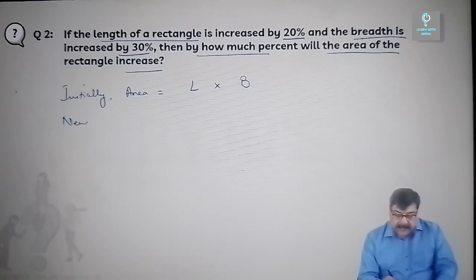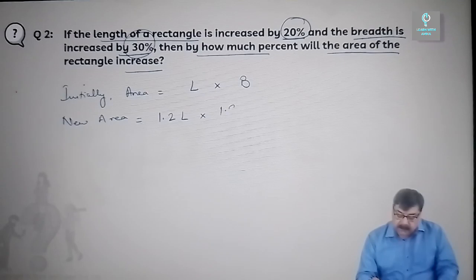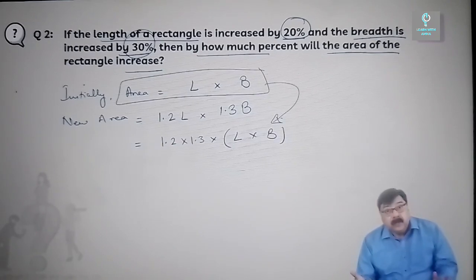Now the new area shall become, now there is an increase of 20% in the length, so length becomes 1.2 times itself, and breadth is increased by 30%, so the breadth becomes 1.3 times itself. So it is 1.2 into 1.3 into L into B. Now what is this L into B? It is the area, the original area.